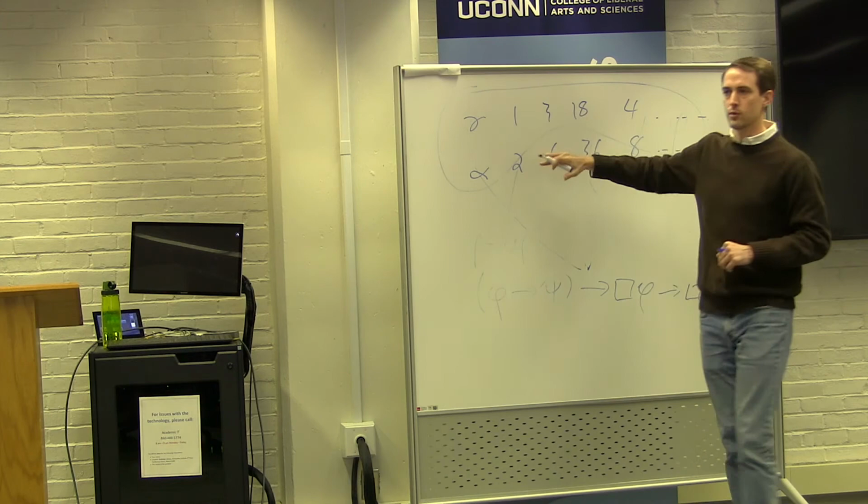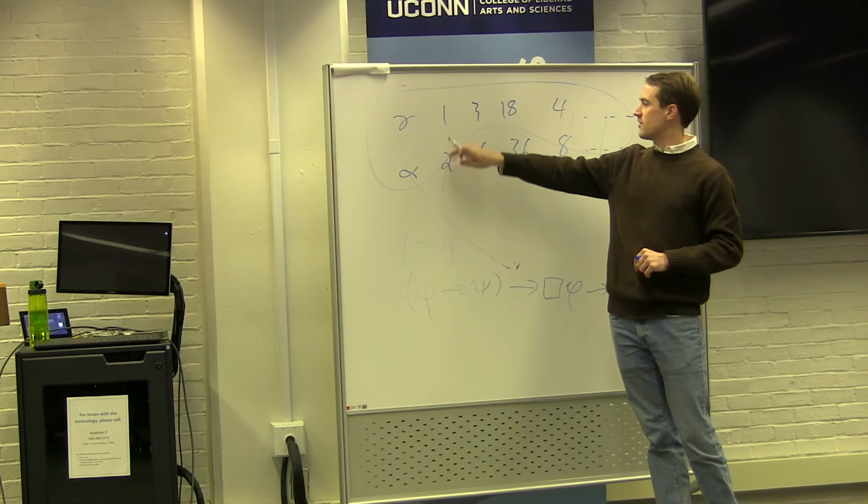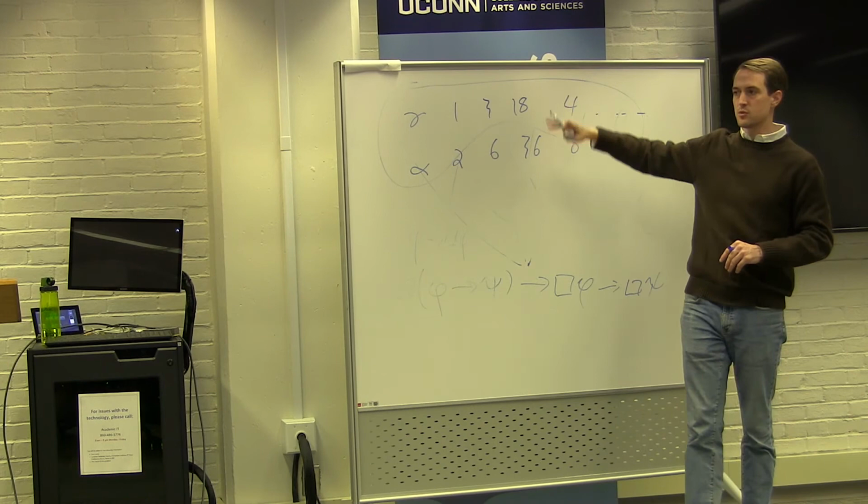Could be like, give me a 1 if this is odd, and a 0 if it's even, or any sort of applying some sort of mapping from one set of numbers to the next.